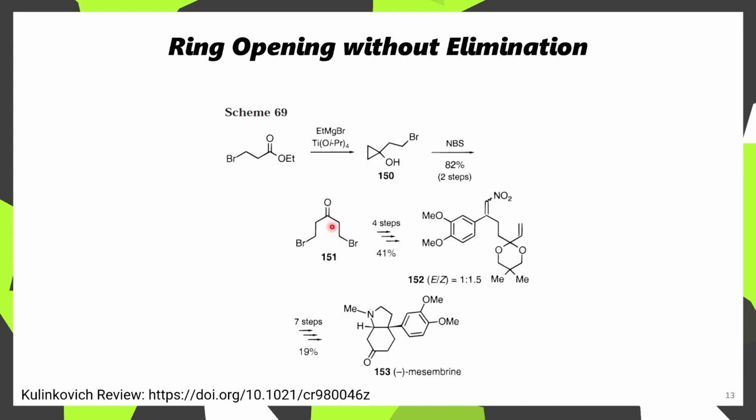If you're not sure where 151 fits into the structure 152, this dioxane derivative is a ketal formed at this ketone. One of the bromides is eliminated, and this was engaged in some sort of coupling reaction to afford this nitrostyrene.